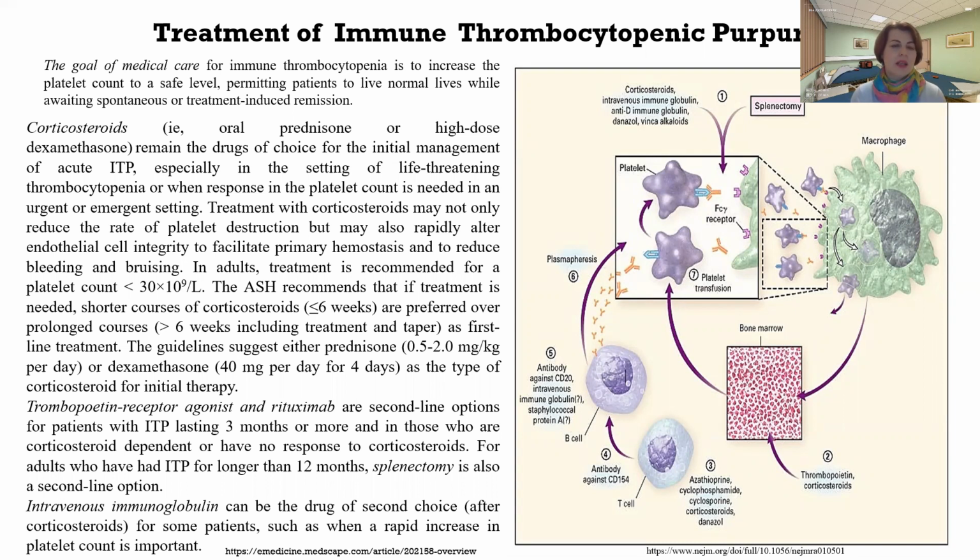Thrombopoietin receptor agonists and rituximab are the second-line options for patients with immune thrombocytopenic purpura lasting over 3 months, and in those who are corticosteroid dependent or have no response to corticosteroids. For adults who have had immune thrombocytopenic purpura for longer than 12 months, splenectomy is also a second-line option. Intravenous immunoglobulin can be a drug of second choice after corticosteroids for some patients, such as when a rapid increase in platelet count is important.